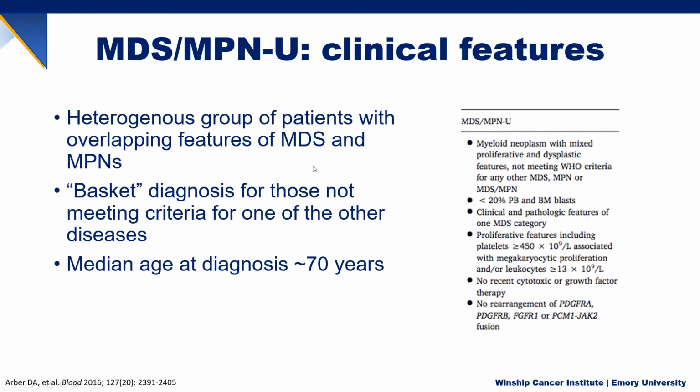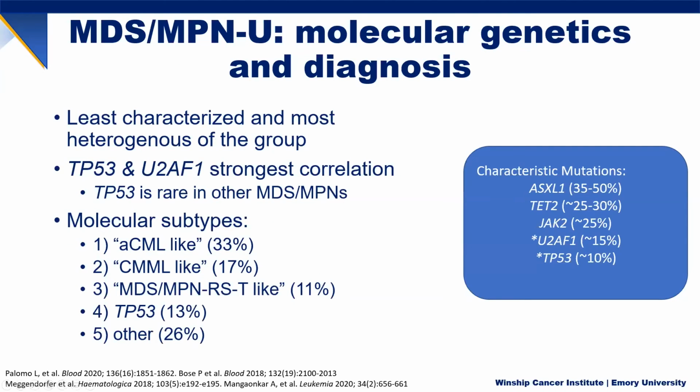The last one we'll talk about here is MDS/MPN-U, or unclassifiable. This is basically a basket diagnosis for patients who have both dysplastic or MDS-like features combined with MPN-like features. The diagnostic criteria are made of looking like an MDS, but also having a high white cell count or a high platelet count, like an MPN. So these are really patients who just don't fit any of the other criteria for these diseases, but have these features. For that reason, it's a fairly heterogeneous group of patients, and one of the least genetically characterized of the group.